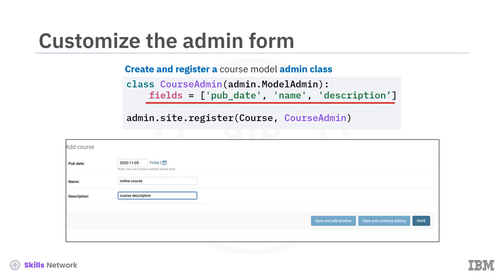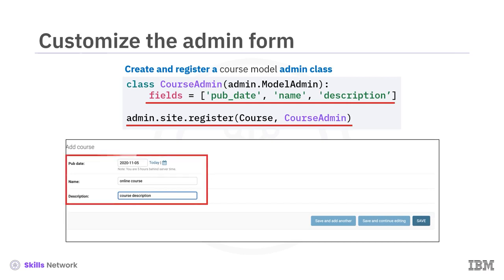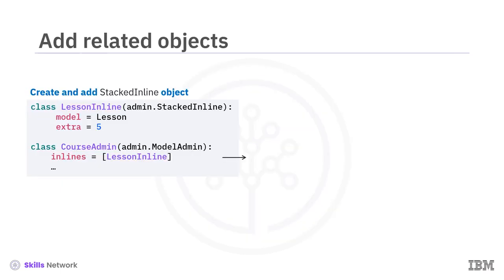Once we have defined CourseAdmin, we modify the admin.site.register method to add the CourseAdmin as the second parameter. After refreshing the admin site and trying to add a course, only pub date, name, and description are shown and can be edited. One course may contain many lessons and questions.